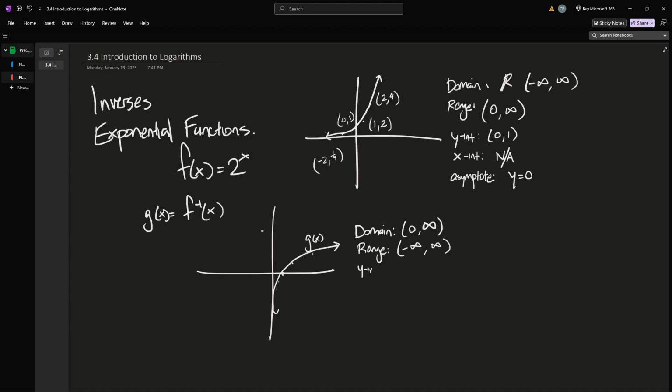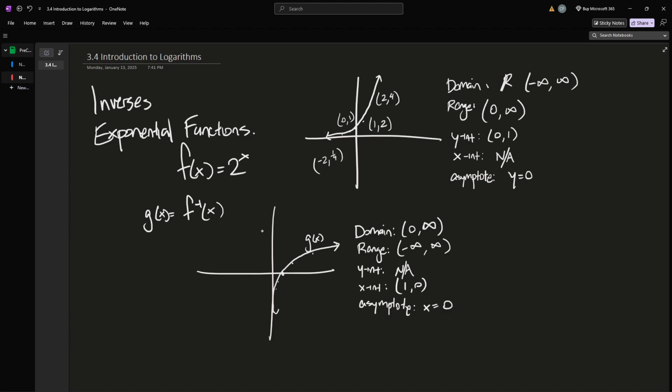My y-intercept is not applicable because we no longer touch it. And my x-intercept is now not 0, 1, it's now 1, 0. And finally we have an asymptote at x equals 0, so the y-axis.